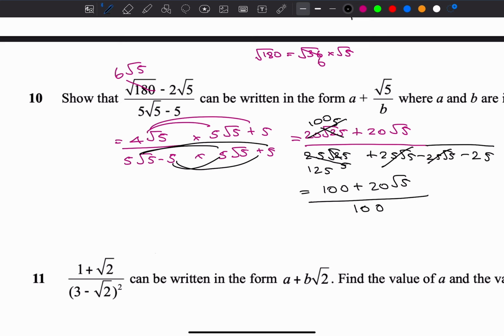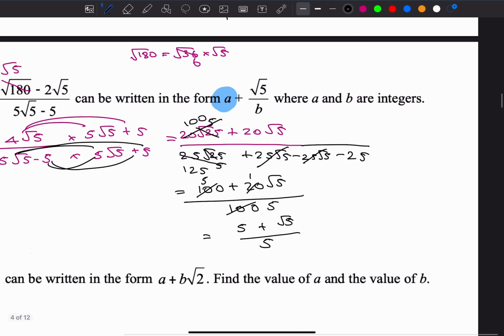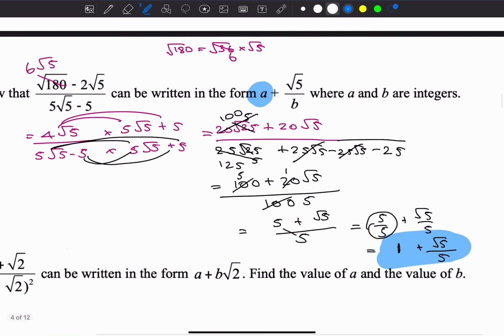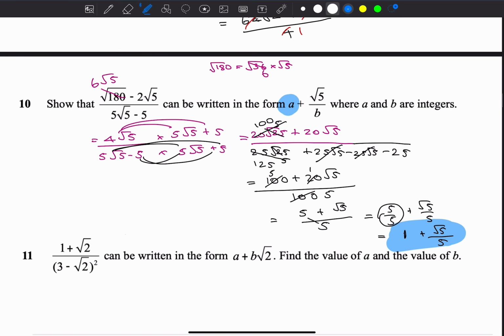And these numbers can be divided by what? 100, 20 and 100 can be divided by 20. That makes it 5, that makes it 1, that makes it 5. That gives you 5 plus 1 root 5, just write root 5 over 5. But if you noticed it, they wrote it as a whole number. So the reason for that is they kind of went 5 divide 5 plus root 5 over 5. You know what 5 divide 5 is? 1 plus root 5 over 5, and they just decided to write like that. Okay, simple.